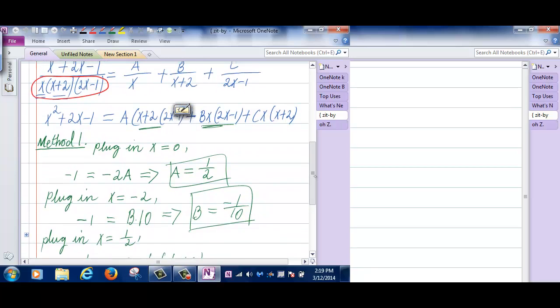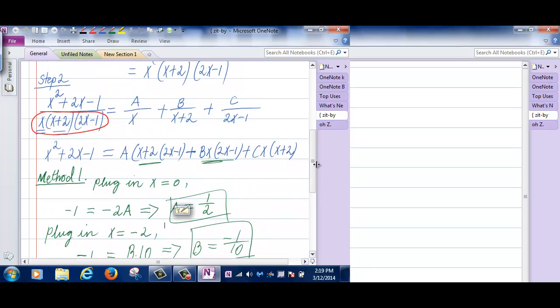For C, you realize that in order to solve for C, you want to make the other two terms 0. So you have a 2x minus 1 in both of the first two terms. So if you plug in x to be half, then 2x minus 1 becomes 0. So right here and right here, if you plug in half, you get 0. So that's why we picked half in order to solve for C. Because if I plug in half here, it doesn't make x times x plus 2 0.